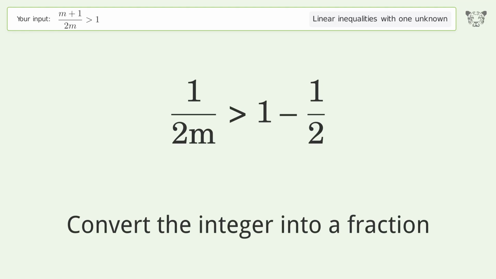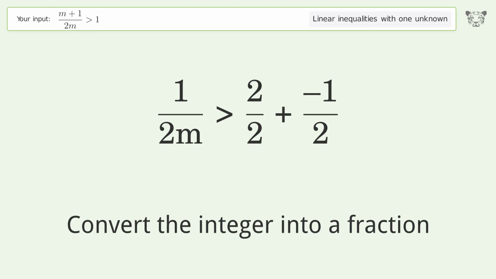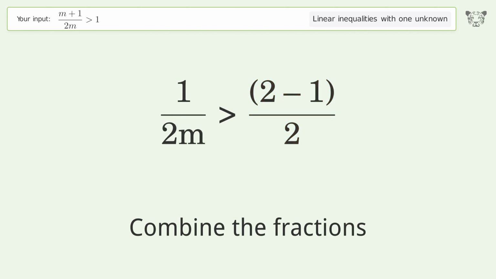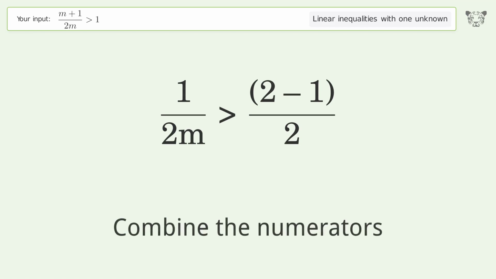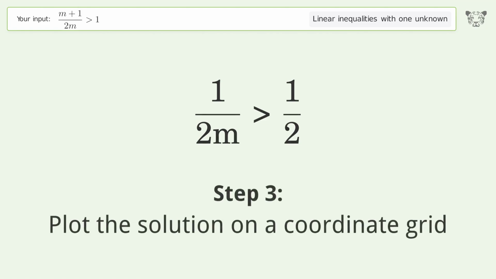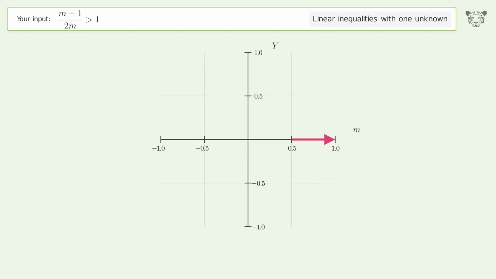Convert the integer into a fraction. Combine the fractions. Combine the numerators. Plot the solution on a coordinate grid. And so the final result is 1 over 2 times m greater than 1 over 2.